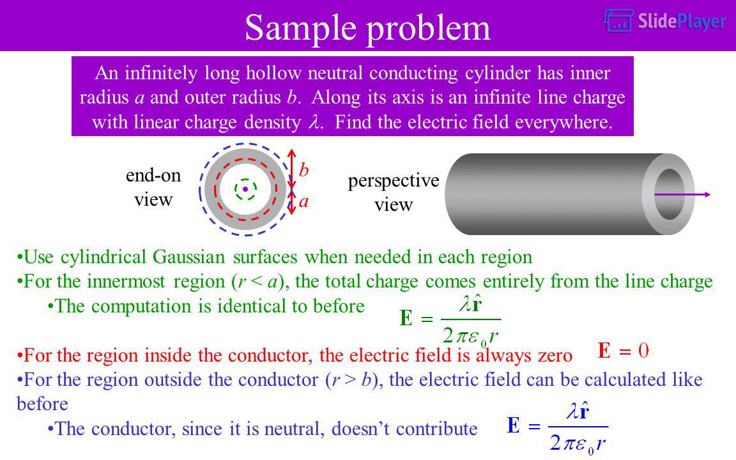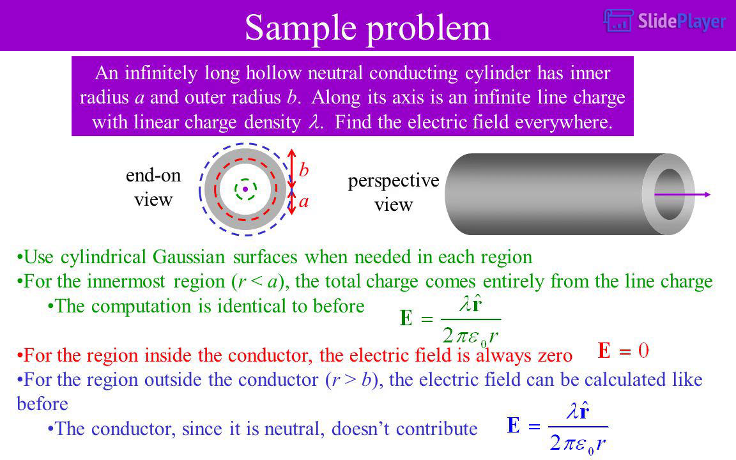Sample problem. An infinitely long hollow neutral conducting cylinder has inner radius A and outer radius B. Along its axis is an infinite line charge with linear charge density. Find the electric field everywhere. End-on view. Perspective view. Use cylindrical Gaussian surfaces when needed in each region.